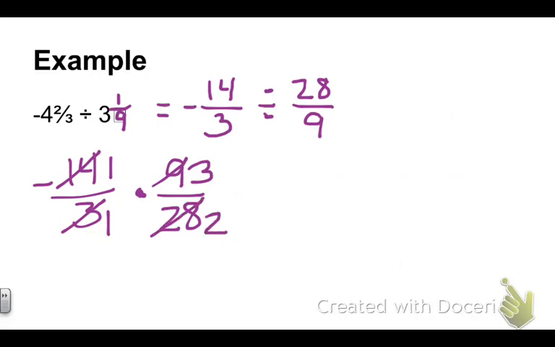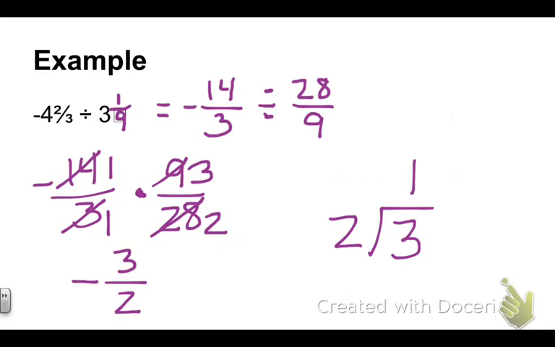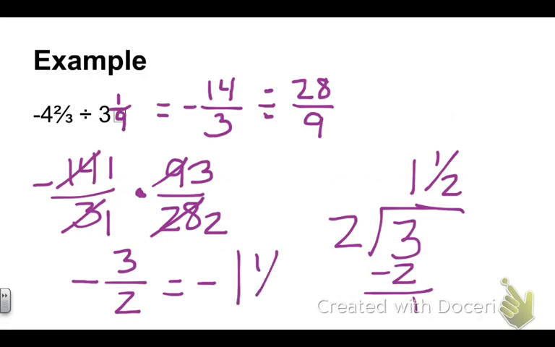And so now I can just multiply. I know a negative times a positive is a negative. 1 times 3 is 3, 1 times 2 is 2. It's negative 3 halves. If I change that back to a mixed number, 3 divided by 2, 2 goes into 3 one time. Some of you guys might already know what it is. And I've got 1 and 1/2. And don't forget, it's a negative.